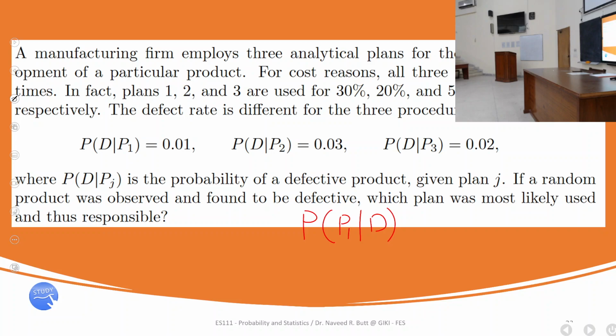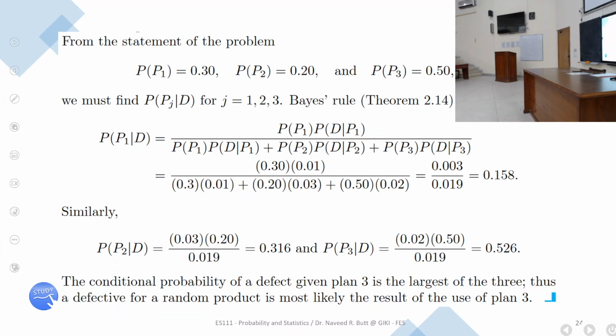So your friend is right. For which will you do this? For all three. And then you will see, okay, whose is the maximum? So you will do this for P2 given D, P3 given D. What's the probability that the third plan was used given that it is defective? Now, is this clear to you? Yes, you wrote the right question.